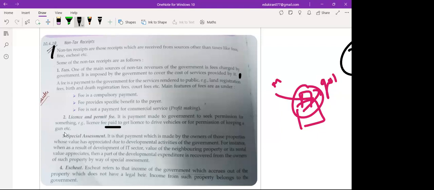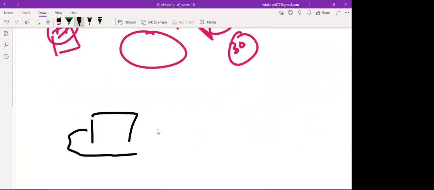Then special assessment. It is the payment which is made by the owner of those properties whose value has appreciated due to development activities of the government. For instance, when as a result of development of the IT sector, the value of the neighboring property or the rental value appreciated, then part of the development expenditure is recovered from the owner of such property by way of special assessment. Clear?